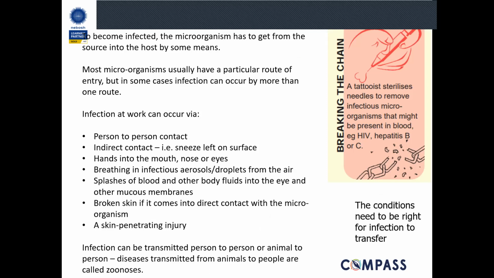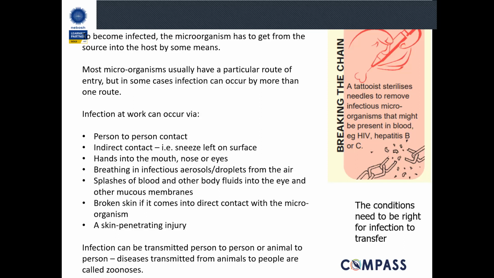So we've got to think about the microorganisms and look at its affinity in air and its living capabilities, and then the interaction that it can then have and that movement through the chain. So infection at work can occur via person to person, indirect contact, hands into the mouth and nose and eyes, breathing in the infectious aerosols or droplets, plus splashes of blood and other body fluids, broken skin where it's injected, shall we say, and got through the broken skin, and then finally a skin penetrating injury.